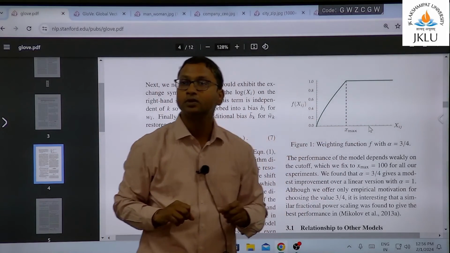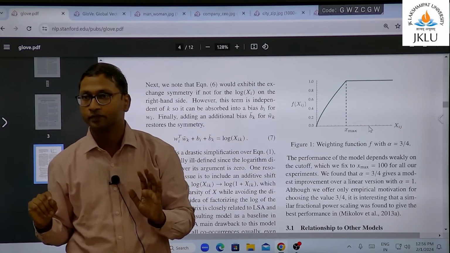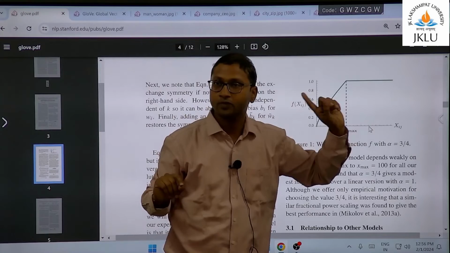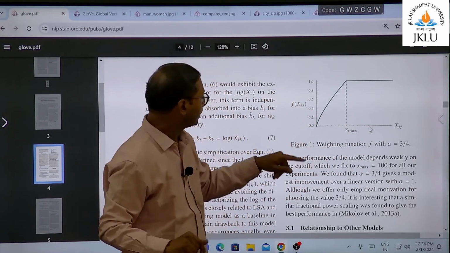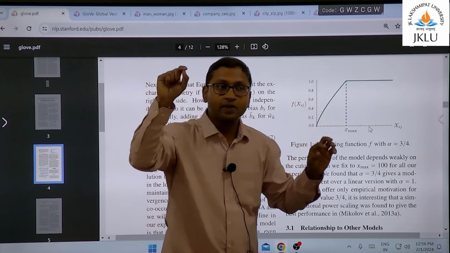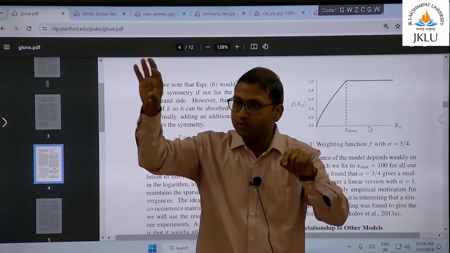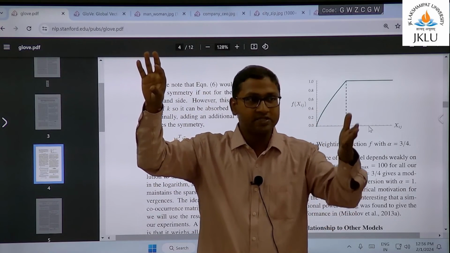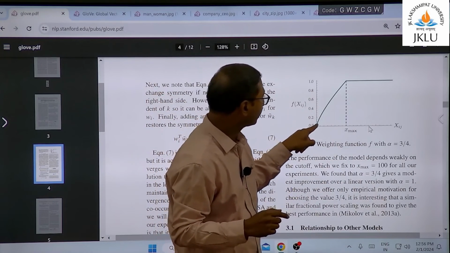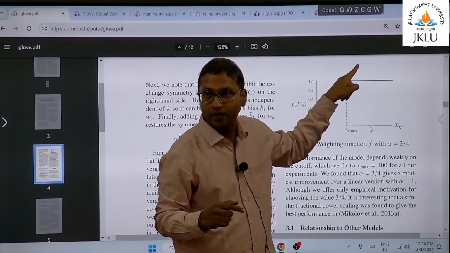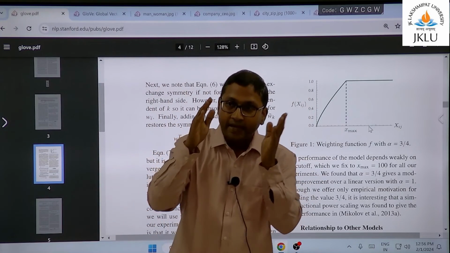So this is done. x max is some value that you choose, where this is going to flatten out. Now what is x upon x max? x max is going to be a constant, so this is just x by c, a line that takes me from 0 to this part. Okay, now but what is x upon x max?